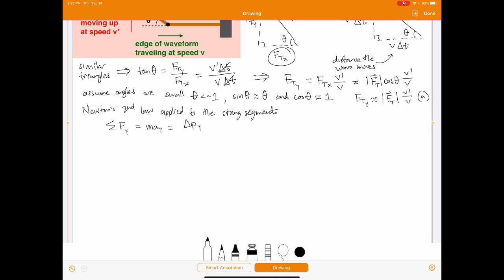Delta p over delta t. So m times a is the same as delta p over delta t. Those are two different ways of writing Newton's second law. So we'll think about it the second way in this case. Now let's think about what delta p is equal to. This is the change in momentum of the rope segment.